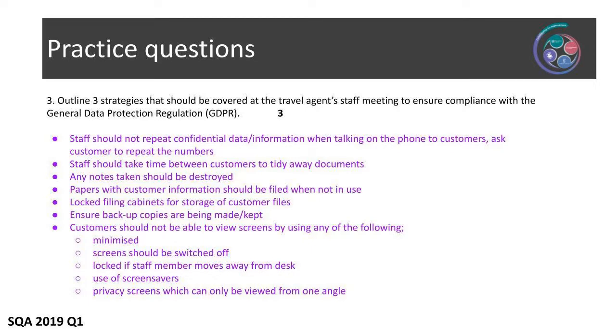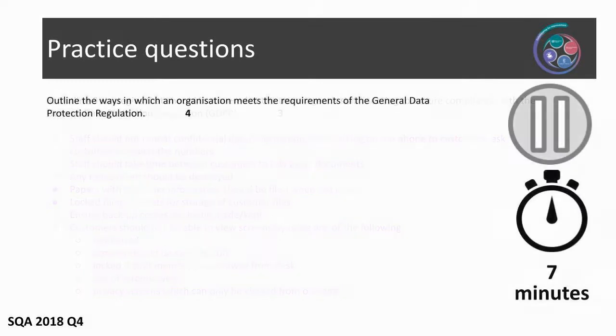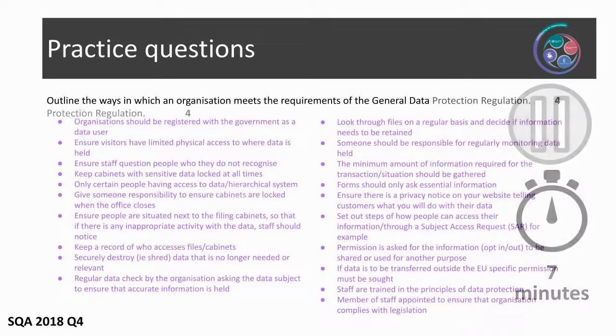You're going to get 1 mark for each point that you can make, and you can see there's certainly lots of points available. Okay, let's have a look at another question. Outline the ways in which an organization meets the requirements of the GDPR regulation, so the General Data Protection Regulation. It's worth 4 marks, so pause the video now, give yourself 6 or 7 minutes to give this a go.